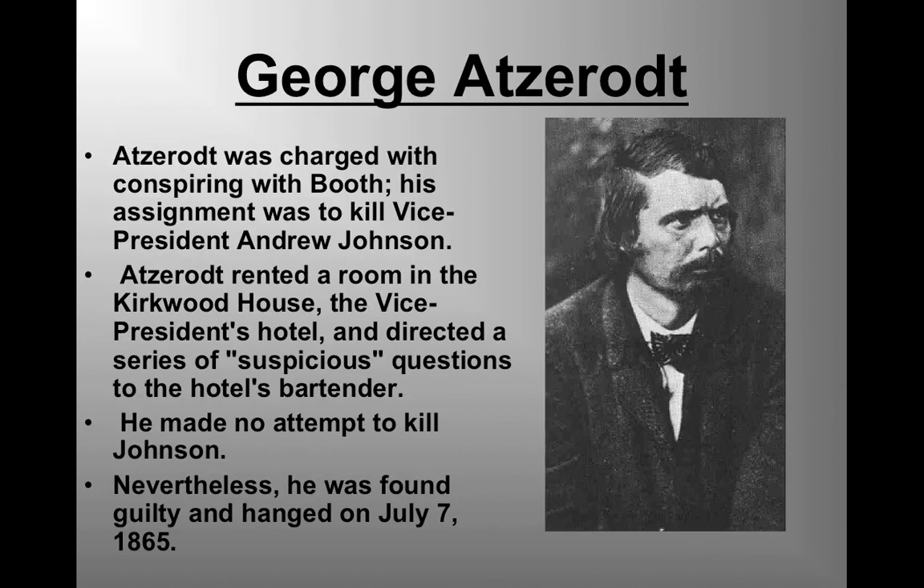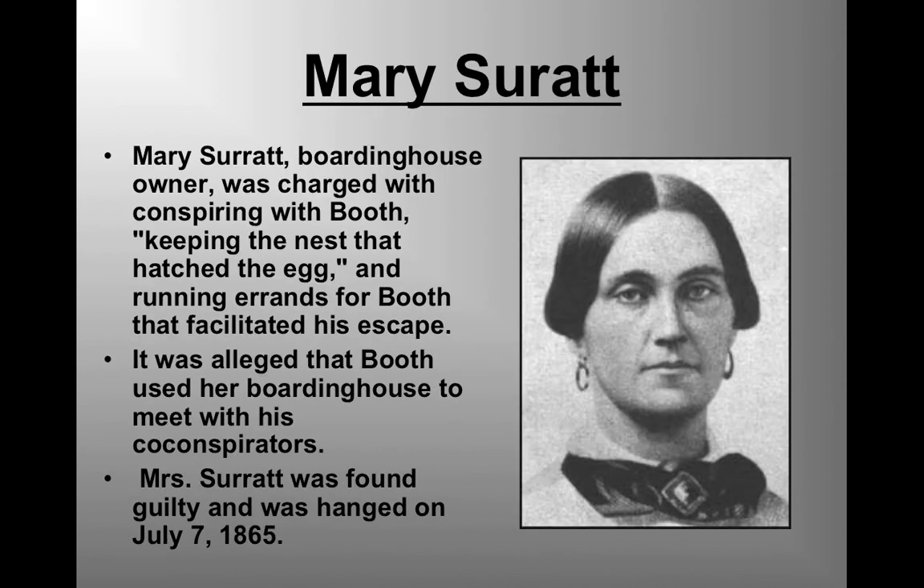George Atzerodt, again, the man who was supposed to kill the Vice President of the United States and never actually did. Atzerodt rented a room at the Kirkwood House and directed a series of what they say is suspicious questions to the hotel's bartender. Even though Atzerodt made no actual attempt to kill Vice President Andrew Johnson, he was found guilty of conspiracy, and he was hung on July 7th, 1865. So this guy, it was found out that he knew what was going on, and so he was killed just because he knew what was happening.